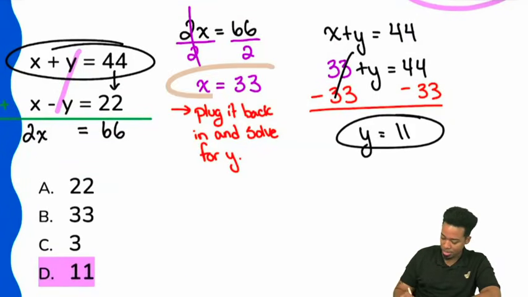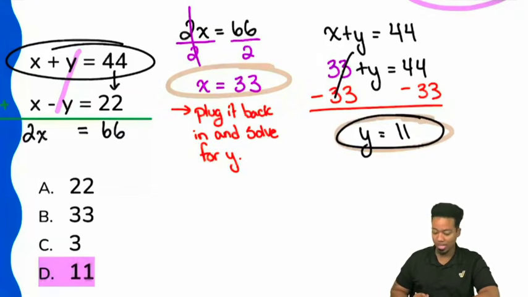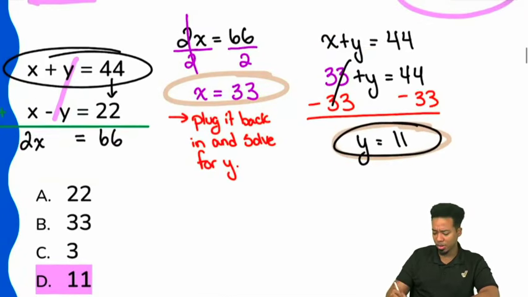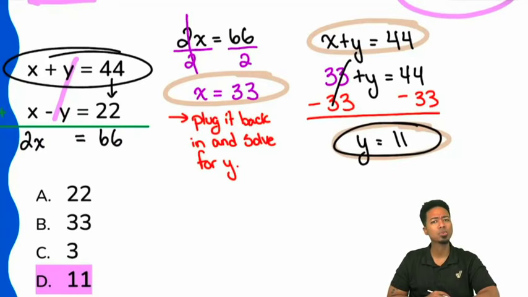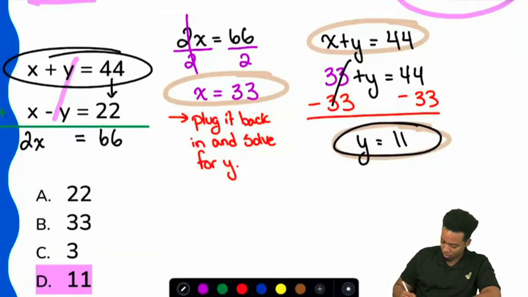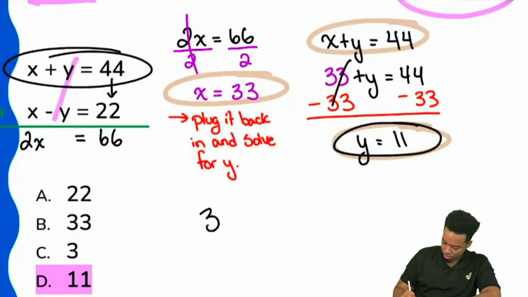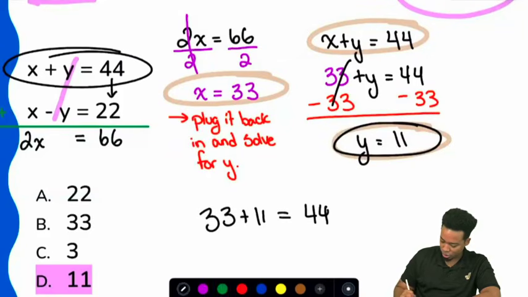I'll grab the x is 33, the y is 11. Everyone, what does this say up here? X plus y is supposed to equal what? It's supposed to equal 44. Let's just plug those right back in. 33 plus 11. Is that 44, everybody? Does that check out?